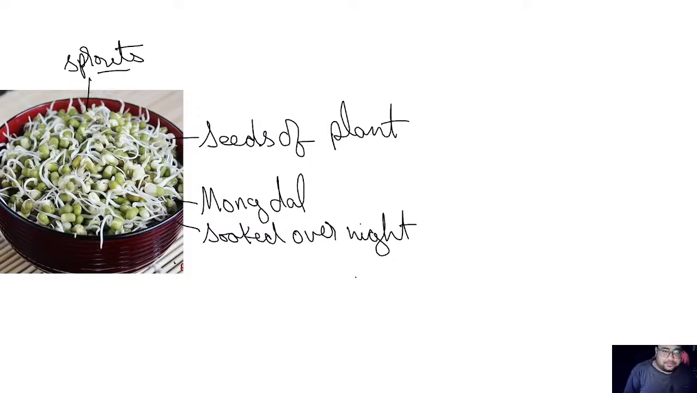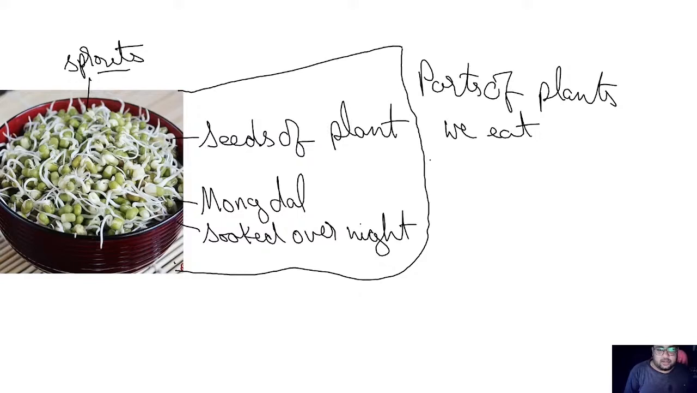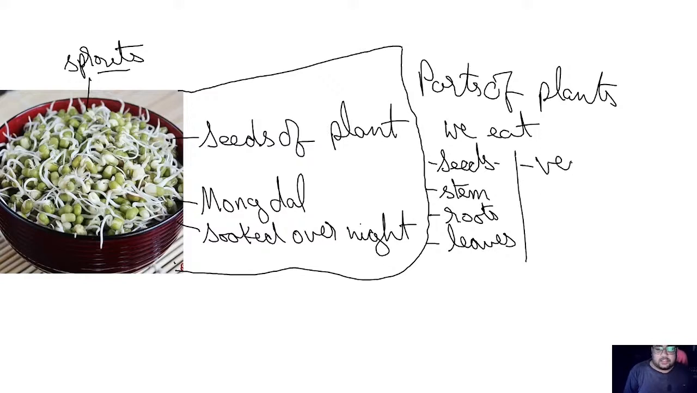Okay, students. I just want to explain to you all about parts of plants we eat. I think this was not explained clearly to you all. So seeds, we eat the seeds of plants. We even eat stem. We eat roots. We eat even the leaves of plants. We eat vegetables, we eat fruits. So each and every part of a plant is useful for us.